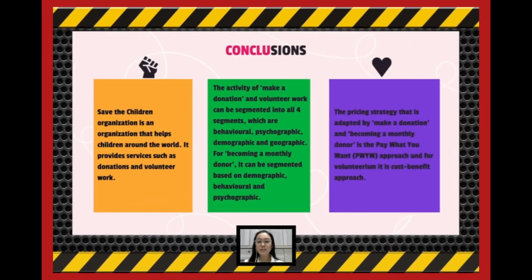In conclusion, Save the Children is an organization that helps children around the world. It provides services such as donations and volunteer work. The activities of making a donation and volunteer work can be segmented into four segments, which are behavioral, psychographic, demographic, and geographic. For becoming a monthly donor, it can be segmented based on psychographic, demographic, and behavioral. The pricing strategy adopted for making a donation and becoming a monthly donor is the pay-what-you-want approach, and for volunteerism, it is the cost-benefit approach.